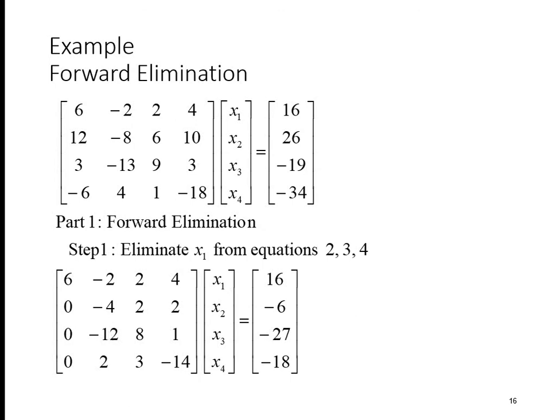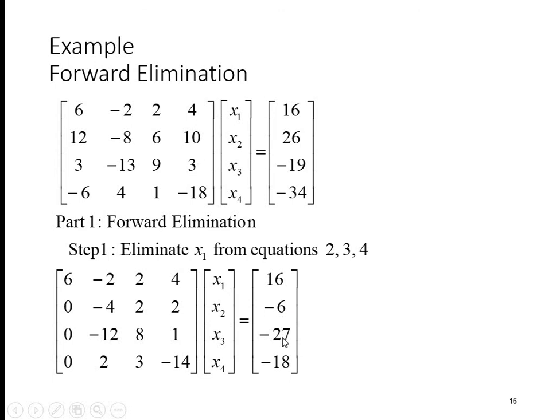A 0 here. This one times minus 3, I'll get minus 3. This is minus 6 plus 8, I'll get 2. And then this one times minus 3, minus 6 plus 1, this is minus 5. And so on.